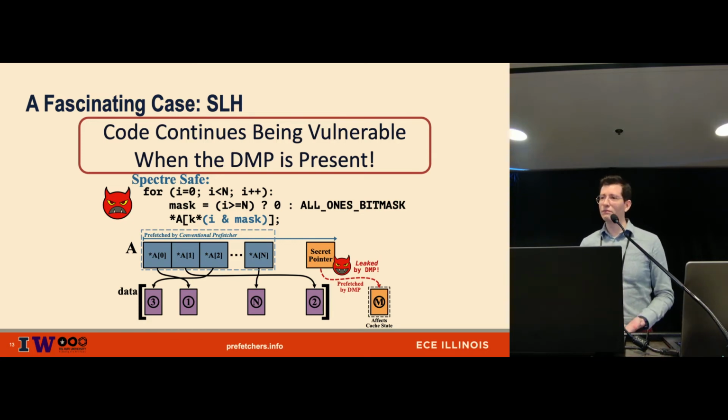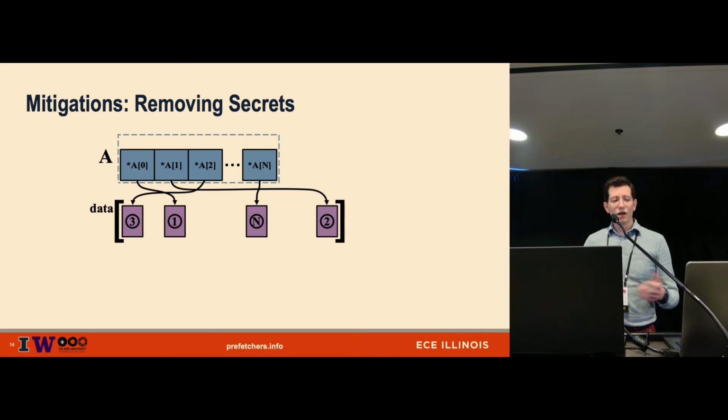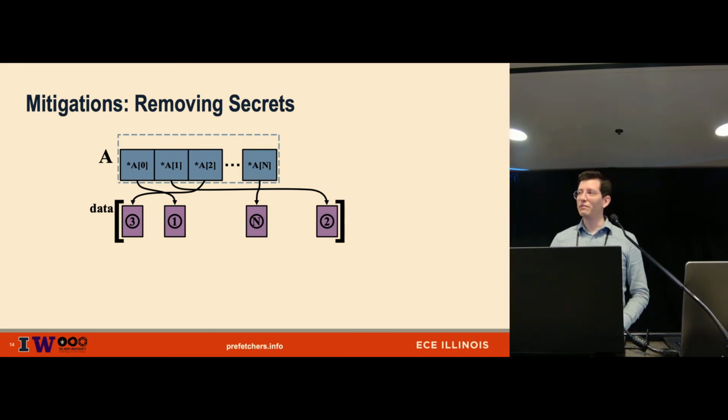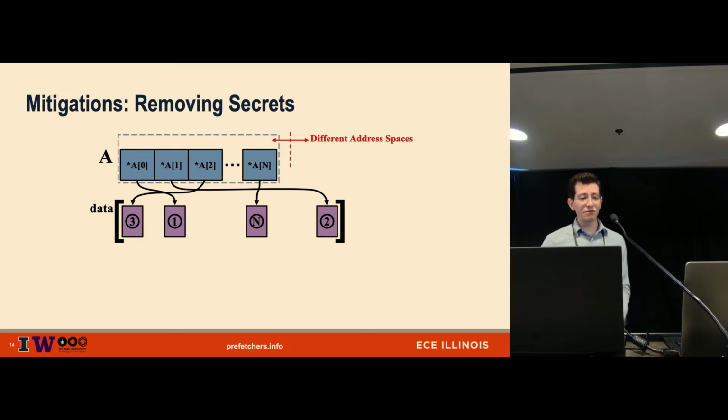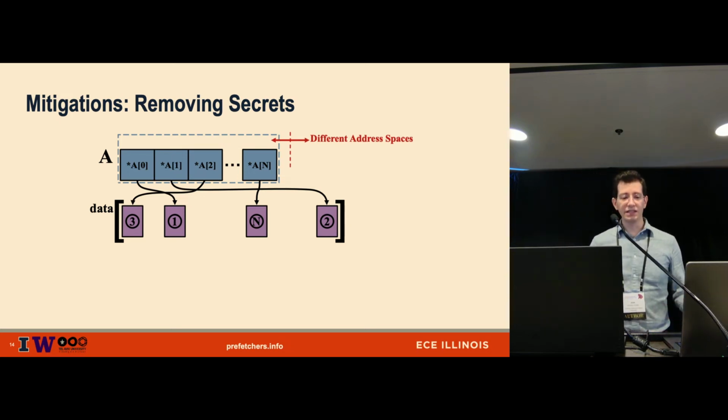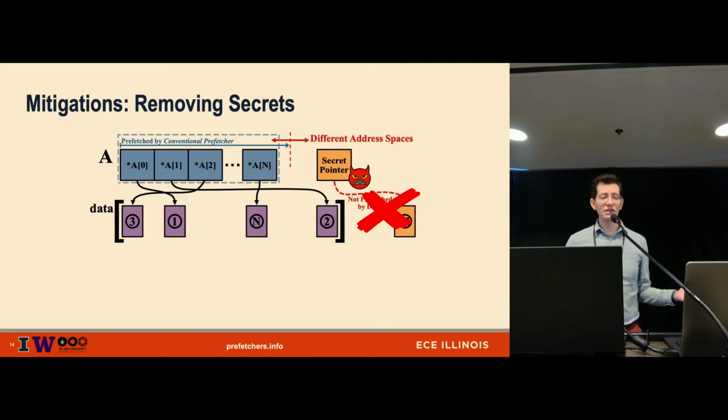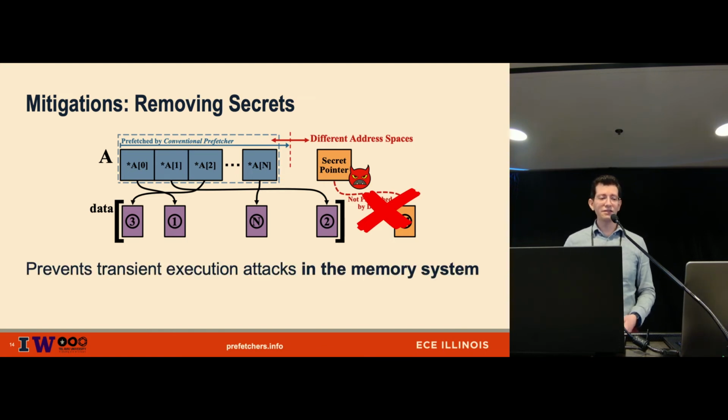How then might we go about mitigating leakage over the DMP? A possible solution is similar to the one adopted by many Spectre defenses. Don't keep secret data in the same virtual address space as the adversary program. This is going to prevent your conventional prefetcher from overshooting and reaching the secret in the first place, and so the DMP is going to have nothing to translate. Where SLH protected against transient execution attacks in the core, this defense protects against transient execution attacks in the memory system.